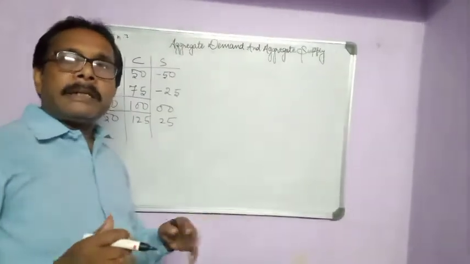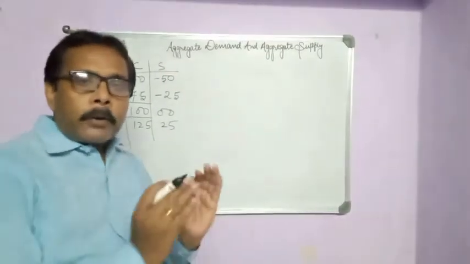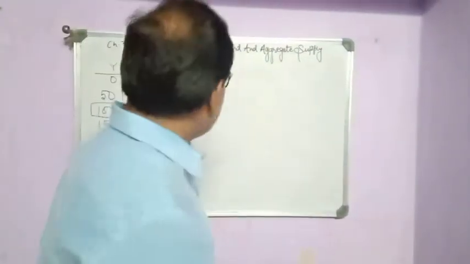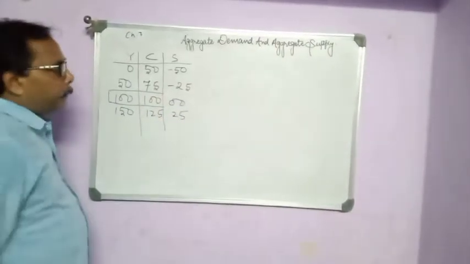They are not interested to spend all their money. A part of their income is saved. That's why the saving has become positive.